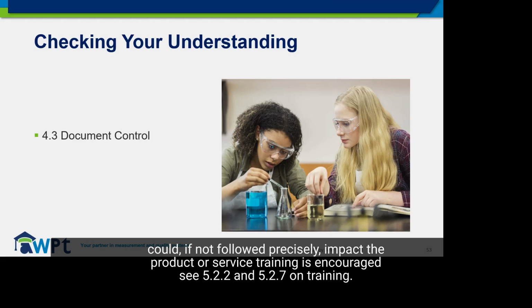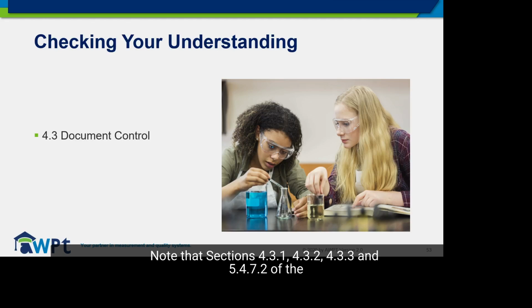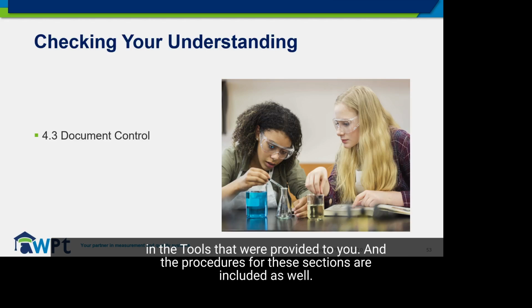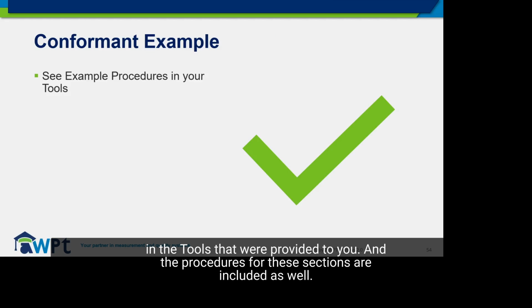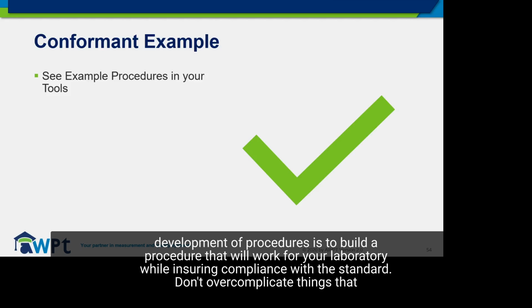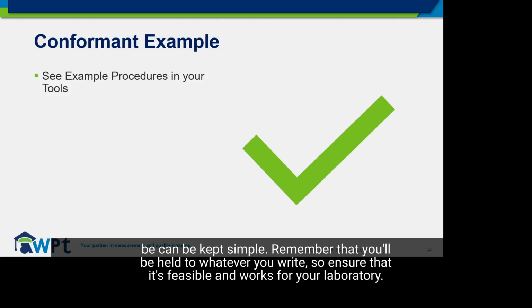Note that sections 4.3.1, 4.3.2, 4.3.3, and 5.4.7.2 of the explanations from the training guide further discuss the concepts we have covered thus far. You can access the information and the tools that were provided to you, and the procedures for these sections are included as well. Please refer to your learner guide for examples of both conformant and non-conformant document control procedures. The focus for you in your own development of procedure is to build a procedure that will work for your laboratory while ensuring compliance with the standard. Don't overcomplicate things that can be kept simple. Remember that you will be held to whatever you write, so ensure that it is feasible and works for your laboratory.